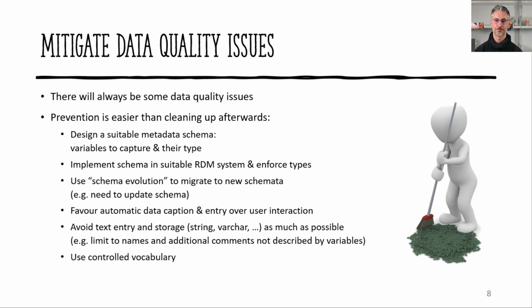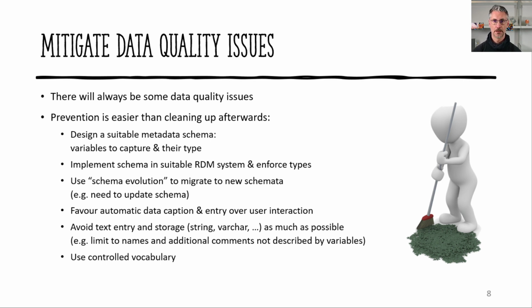Of course, we may need to amend our schema, and that's called schema evolution, to migrate from one schema to the next. We also can favor automatic data capture over user interaction. Anything that we can automate has less source of errors. If we have user interaction, a general rule of thumb is to avoid text entries where possible.